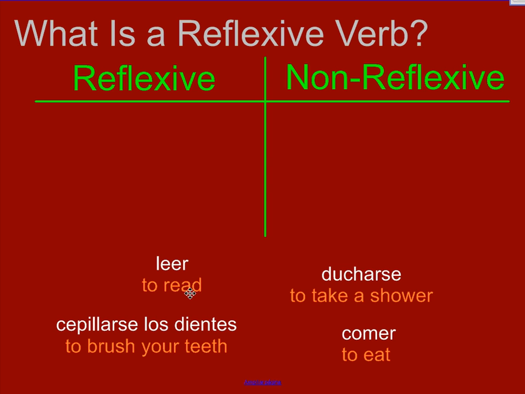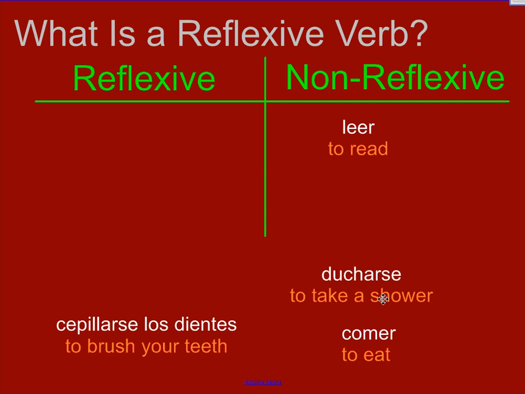All right, so we start off with leer, to read. This one is not reflexive because you see it just ends in er. There's no se on the end of it. And when you read a book, you're not reading yourself. You're reading the book. The book is the object, where the person and the subject is different.